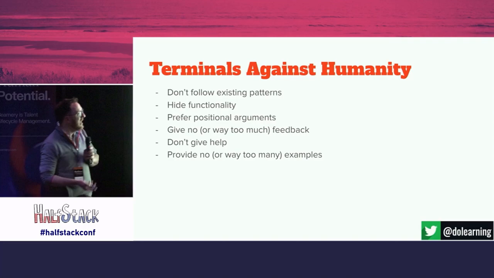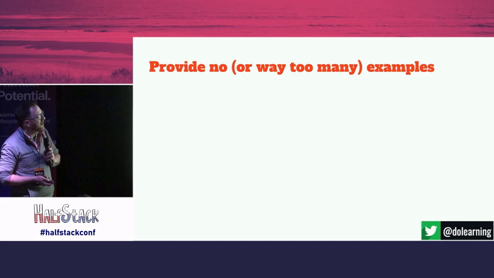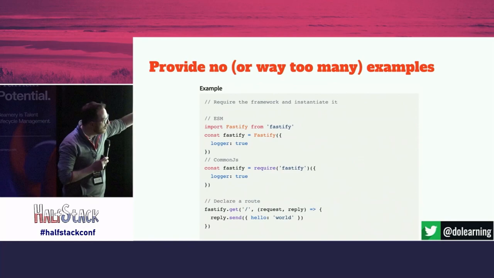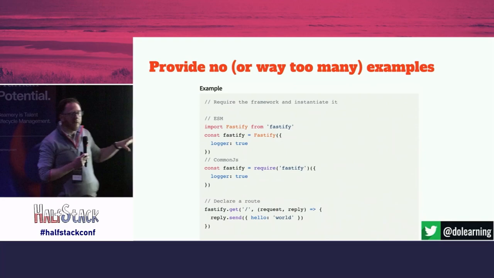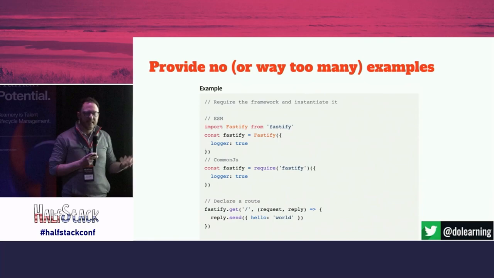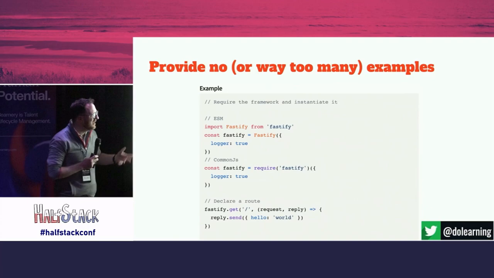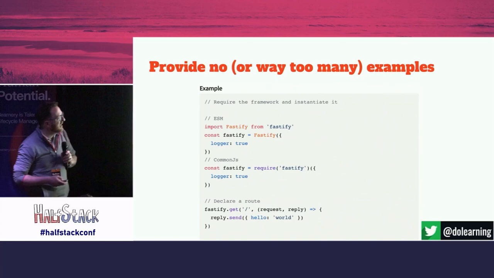Examples are another issue that people try to introduce. This is the Fastify documentation that loads it up, imports it, uses it, and declares a route to get you up and running quickly. So we want to go to one of two extremes. We either want no examples at all, so that users work it out for themselves. They need to put in the effort to understand what they need to do with the tool. Examples are like an easy path, and we don't want any of that. We want them to earn anything that they get working with our tools.